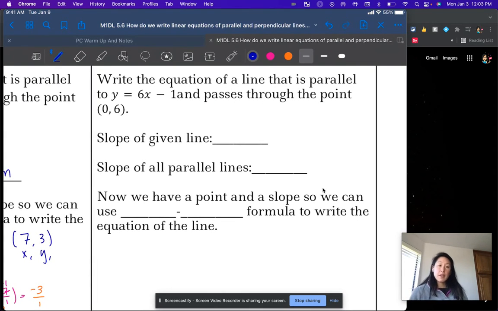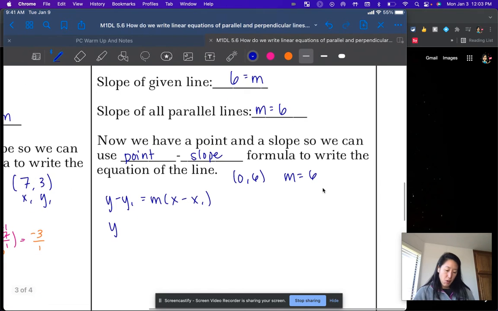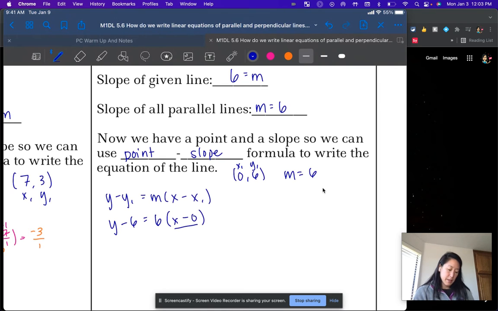All right, so the slope of the given line here is the number in front of x. So 6. Slopes of parallel lines are equal, so they will also have a slope of 6. We have a point and a slope, so we're going to use point slope or slope point, however you want to say it. Okay. So the point that the new line goes through is 0, 6, and its slope is 6 because it's parallel. So I use y minus y1 equals the slope times x minus x1. So y minus 6 is equal to the slope, 6, times x minus 0. I'm going to go ahead and simplify x minus 0. It's just x. So I have y minus 6 is equal to 6x.